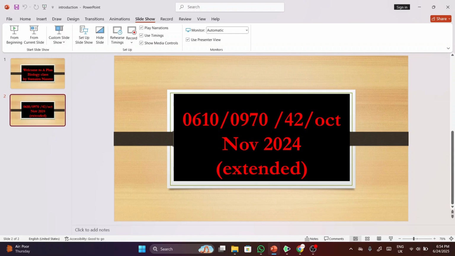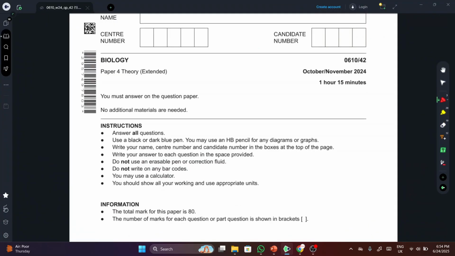latest paper October-November 2024. This is 4-2 extended paper and the timing of paper is 1 hour 15 minutes.